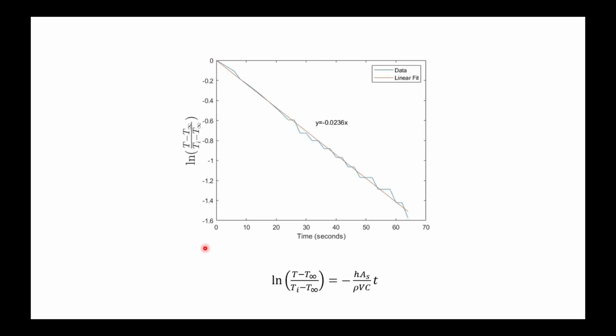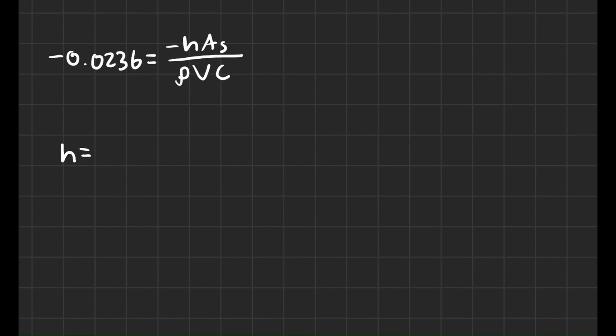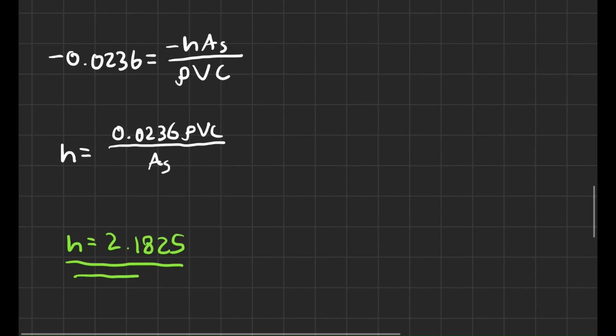Then, the natural log of each side of the equation was taken. We should see a straight line when plotting the natural log of the temperature side of the equation versus time. The slope of this line is equal to negative hAs over rho V c. When plugging everything in, we get a convection heat transfer coefficient of 2.1825 watts per meter squared Kelvin, which is a bit lower than expected.